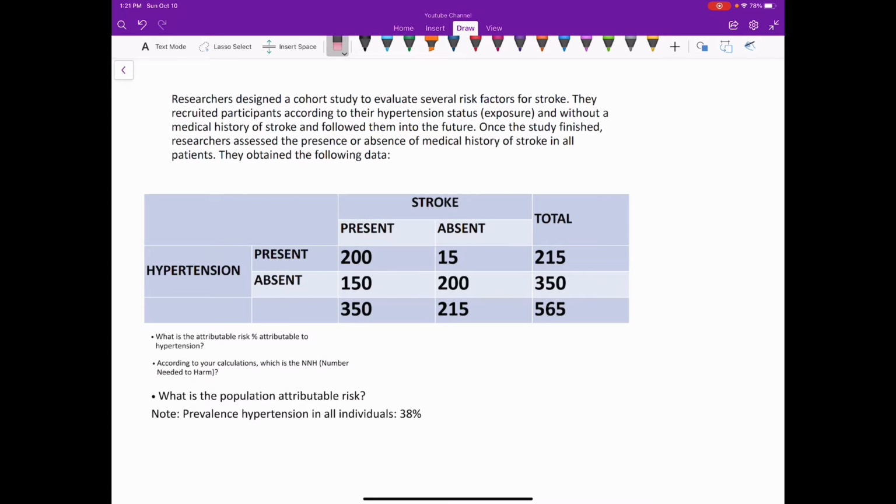Okay, so now we're going to talk about another question. This one's a little more detailed. It's going to ask a couple more things, but shouldn't be too bad because we know how to do the table and everything else, so we should be fine.